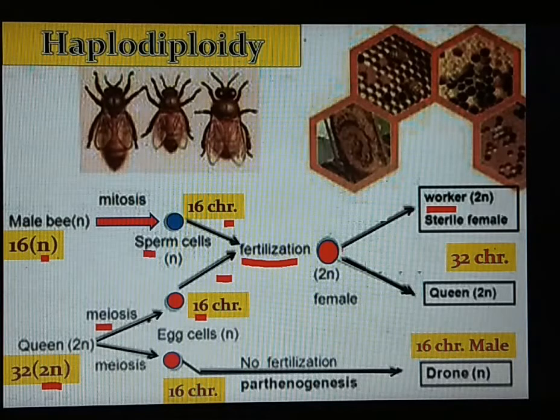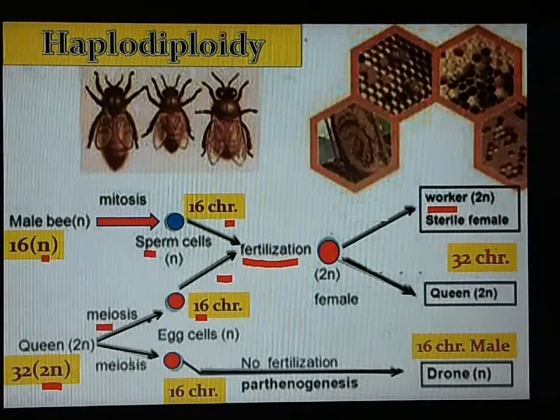The same zygote, okay, the union of male and female gamete, can also give rise to a queen, which is also diploid. So definitely it will again have 32 chromosomes. So here we see that females, both sterile females or worker bees as well as the queen, have 32 chromosomes, right?